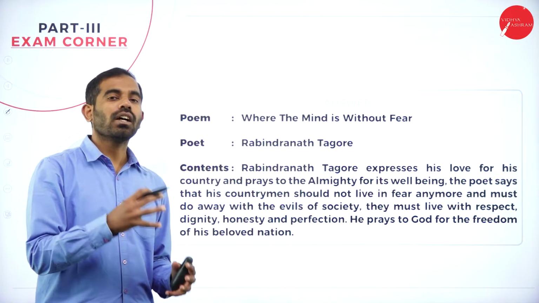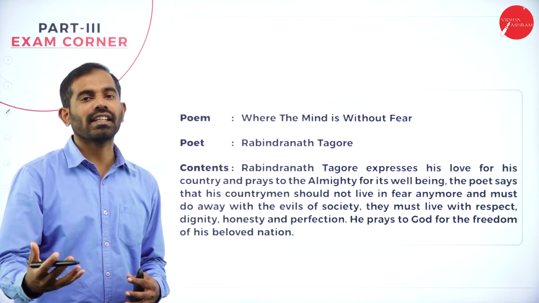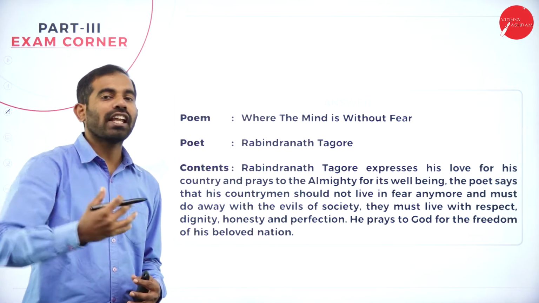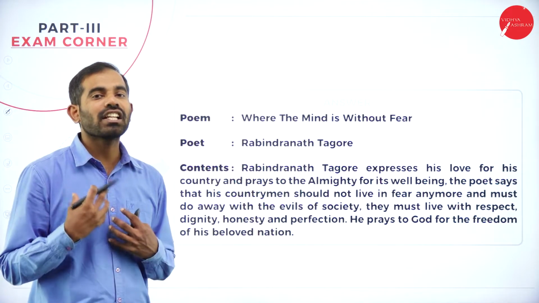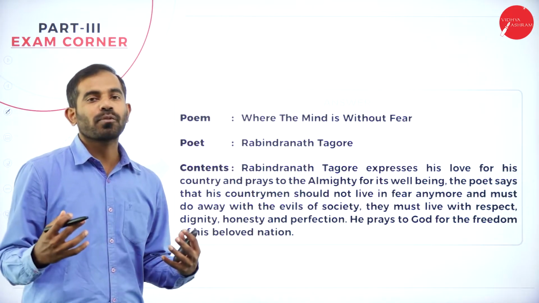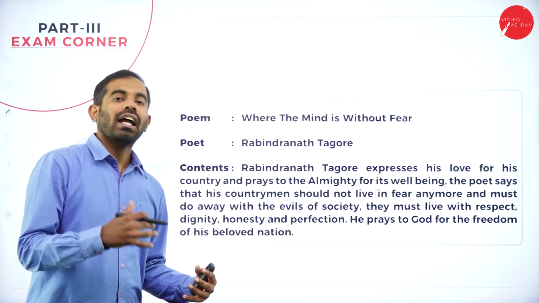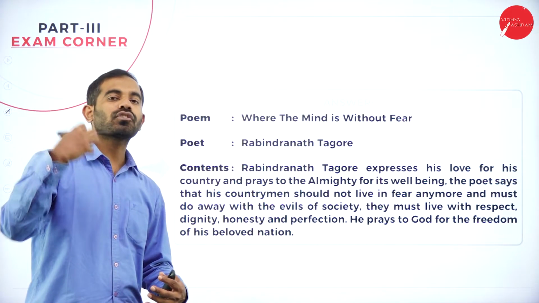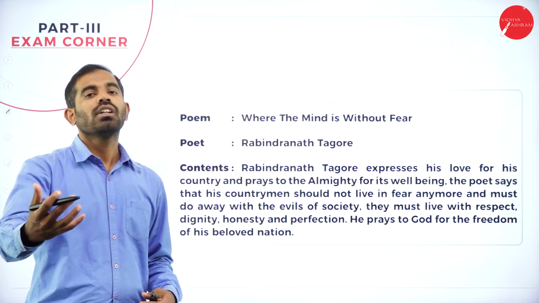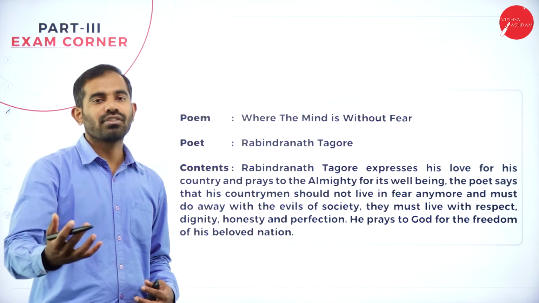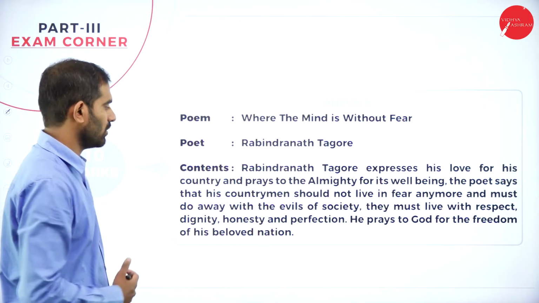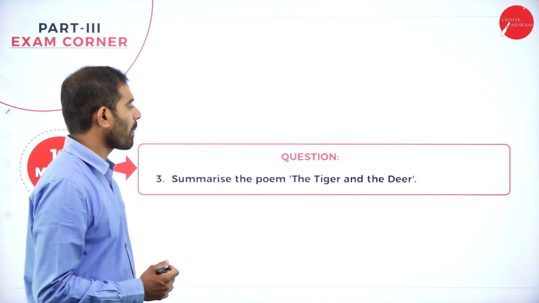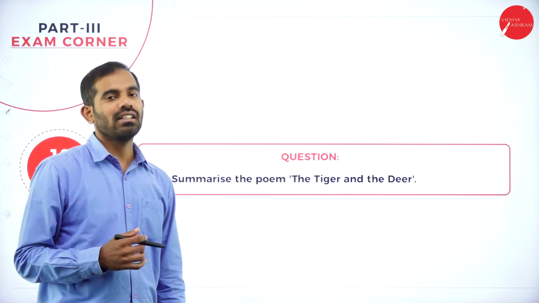gain freedom. And he finally comes up with an idea that he can pray to God and let God bless my countrymen to be free from the shackles of fear, and they gain a lot of strength to fight against the Britishers, the colonial masters, and to attain the ultimate freedom at the end. Third one is summarize the poem, The Tiger and the Deer.